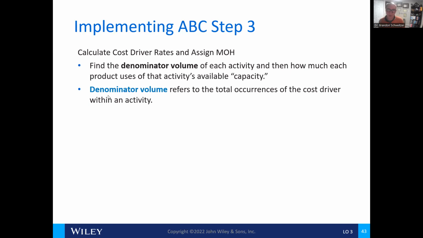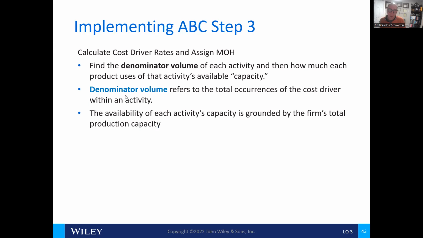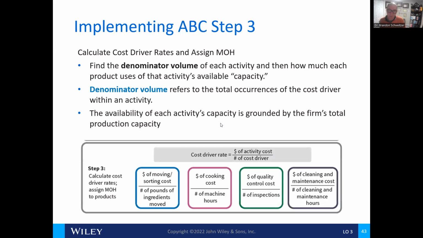First way to find the denominator volume of which is, of course, the total occurrences of the cost driver within an activity. And we look at the availability of each activity's capacity and the manufacturing process to calculate the driver rates. So it's the amount of the activity cost divided by the total number of cost driver.